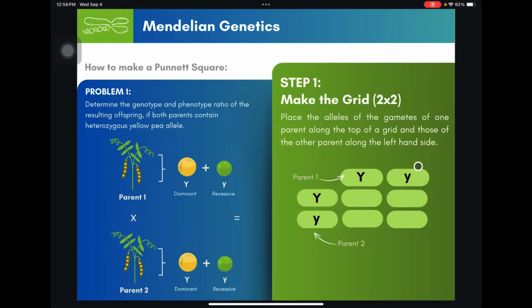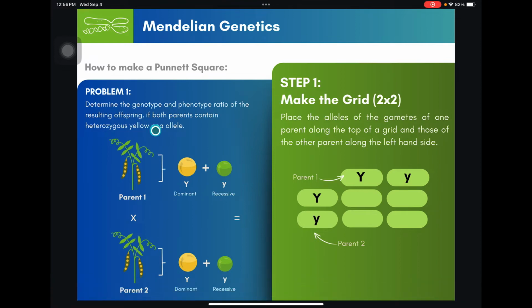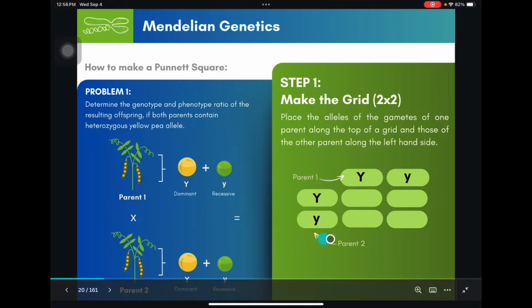So going back to our step-by-step process in making a Punnett square, considering this problem, step 1 is to make the grid, or make a 2x2 Punnett square just like this one. Place the alleles of the gametes of one parent along the top portion of the grid and those of the other parent along the left-hand side, as you can see in this one.